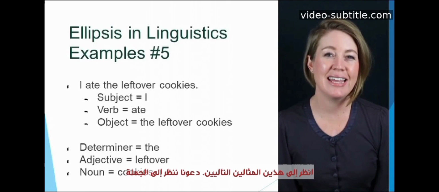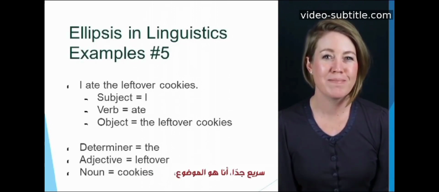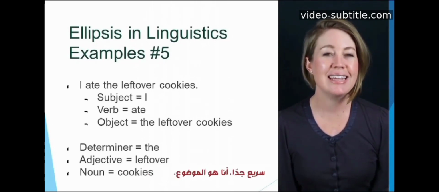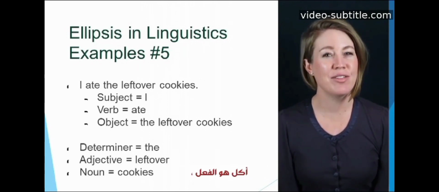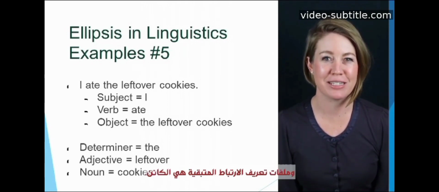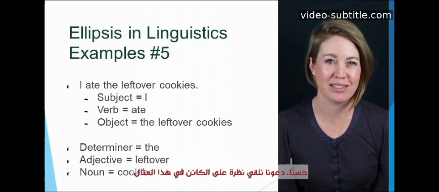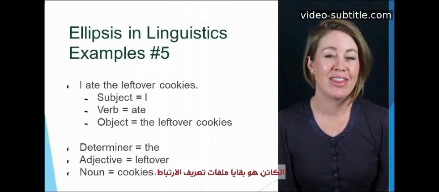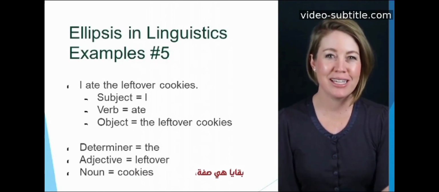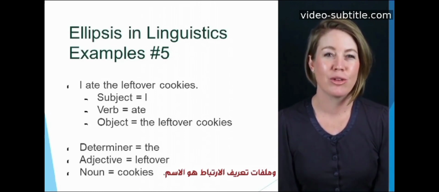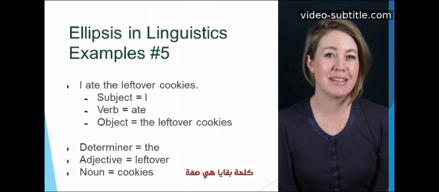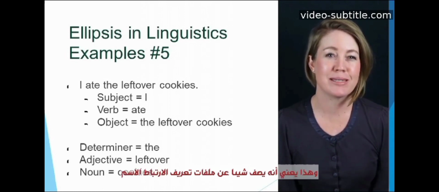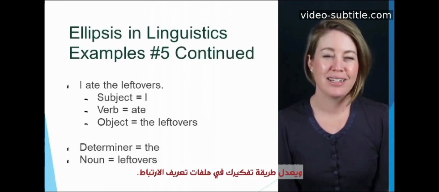Let's look at the sentence, I ate the leftover cookies. So real quick, I is the subject, ate is the verb, and the leftover cookies is the object. Awesome. Okay, so let's just look at the object in this example. The object is the leftover cookies, and the is a determiner, leftover is an adjective, and cookies is the noun. The word leftover is an adjective because it modifies the noun, meaning it describes something about the noun cookies and modifies how you think about the cookies.